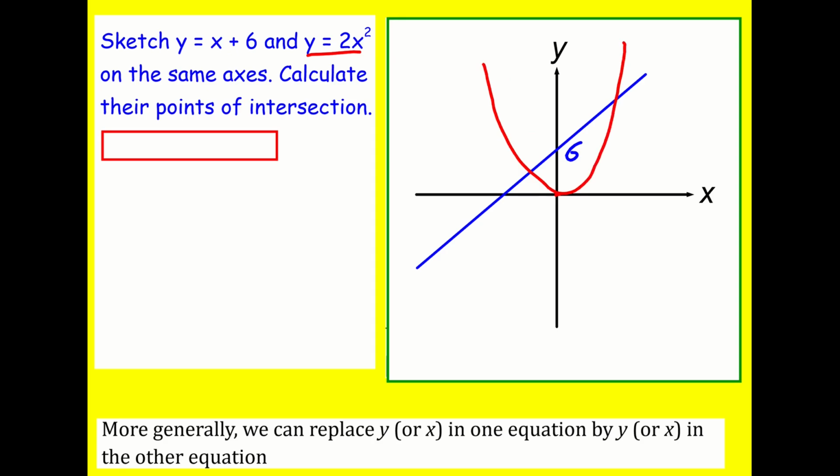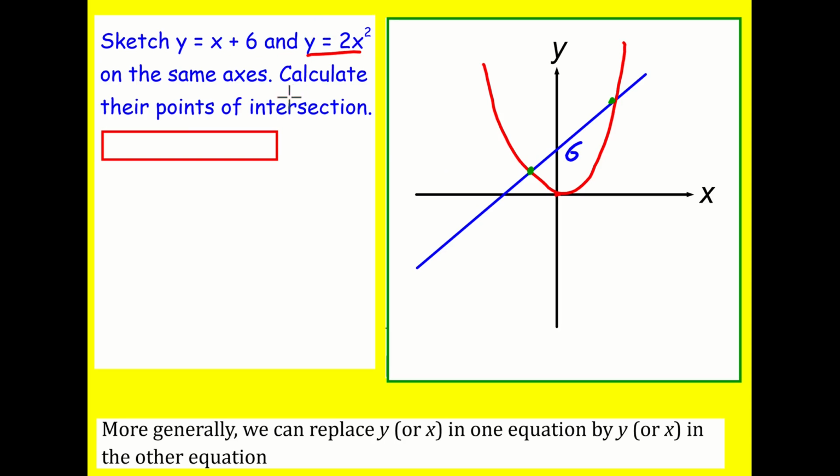And we can see that there are 2 points of intersection. That will not always be the case, but you can get 2 solutions for quadratic simultaneous equations. How can we calculate the points of intersection here?